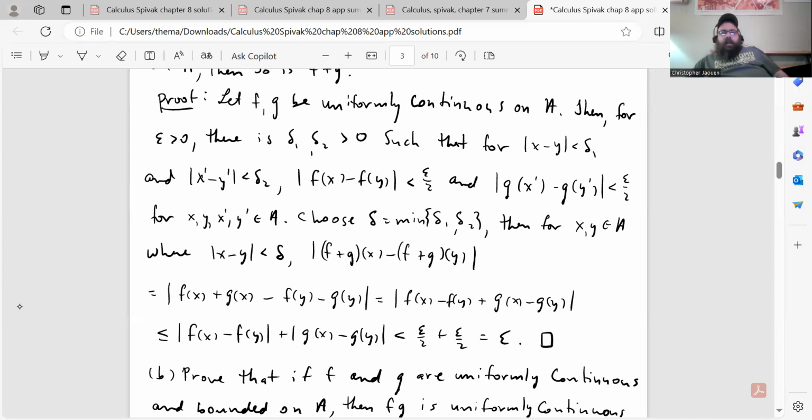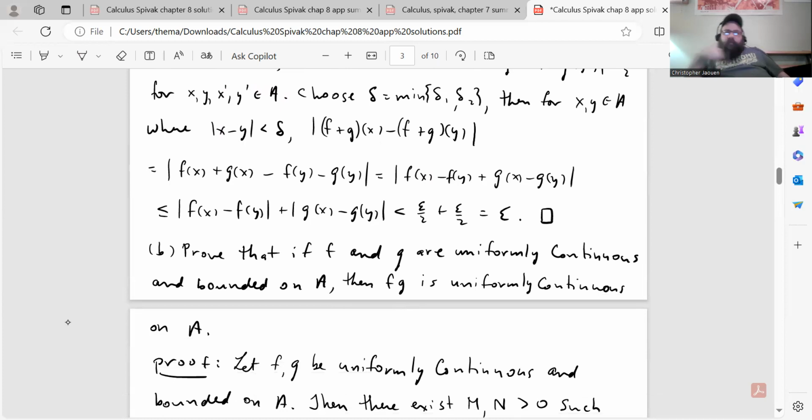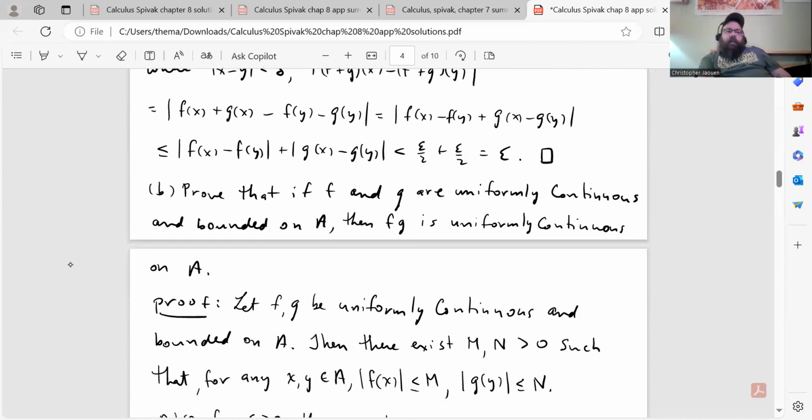Then for x, y in A, where x minus y in absolute value less than delta, f plus g of x minus f plus g of y in absolute value is equal to absolute value f of x plus g of x minus f of y minus g of y, which I'm just rearranging things here. That's equal to absolute value f of x minus f of y plus g of x minus g of y. That's less than or equal to absolute value f of x minus f of y plus absolute value g of x minus g of y by the triangle inequality, which is less than epsilon over 2 plus epsilon over 2, which is equal to epsilon, and that proves that f plus g is uniformly continuous on the same set.